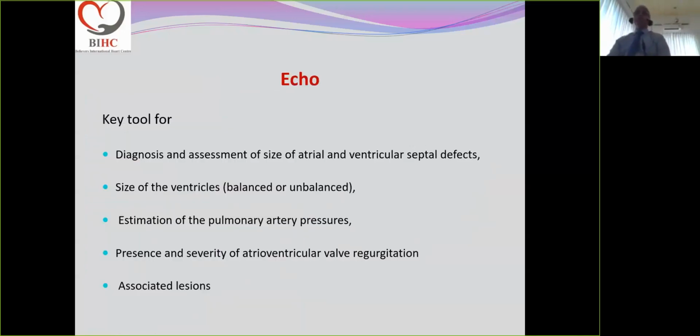Echo is, of course, the key tool, and this is for the diagnosis and assessment of size of the ASD and VSD and size of the ventricles, balanced or unbalanced. You can estimate the pulmonary artery pressures. You can assess the presence and severity of AV valve regurgitation, and you can look for associated lesions like tetralogy of Fallot, LV outflow obstruction, arch interruption. These things can be looked for.